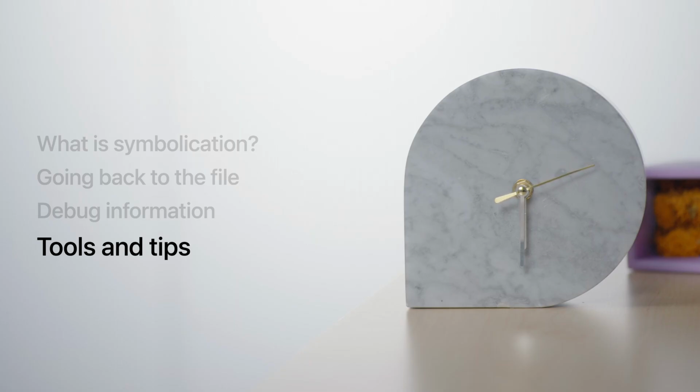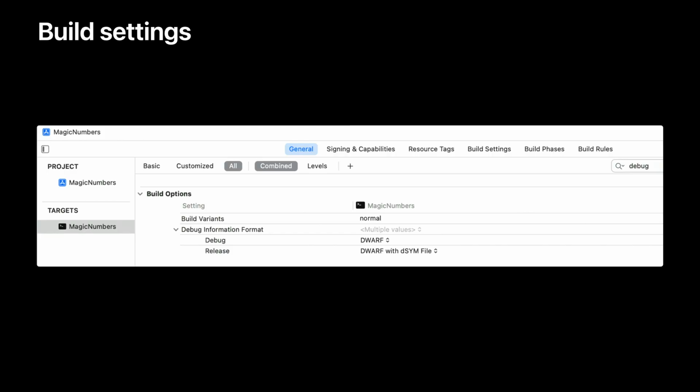Finally, I want to share different tools and tips you can use to facilitate symbolication. For local development builds, you'll generally have a great deal of debug information if you build in debug mode. For release mode, you can ensure that Xcode generates a dSYM by checking the debug information format build setting. Make sure release is set to DWARF with dSYM file. For apps that were submitted to the App Store, you can download your dSYMs through App Store Connect. This also includes any apps with bitcode enabled.